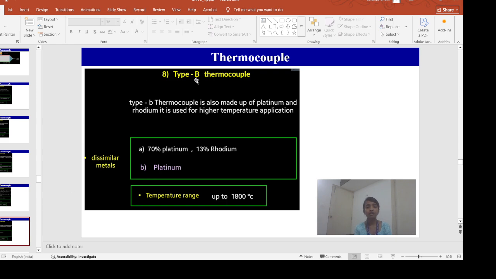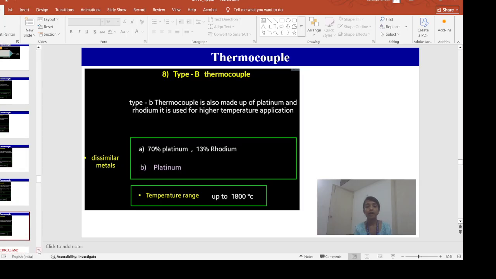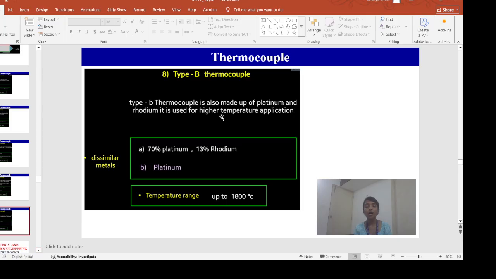Next is type B thermocouple. This type of thermocouple is made up of platinum and rhodium and it is used for high temperature applications. What are the materials used in type B thermocouple? One is 70% platinum and 30% rhodium. Another one is 100% platinum. So the temperature range is up to 1800 degree Celsius.